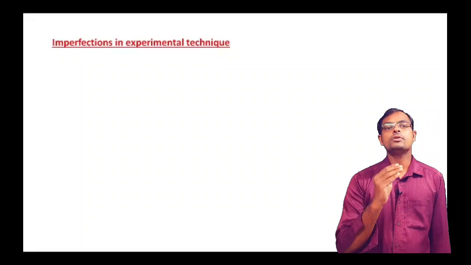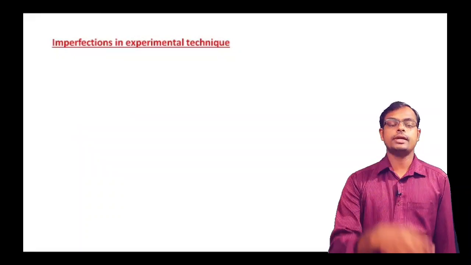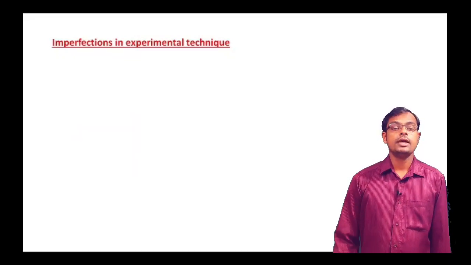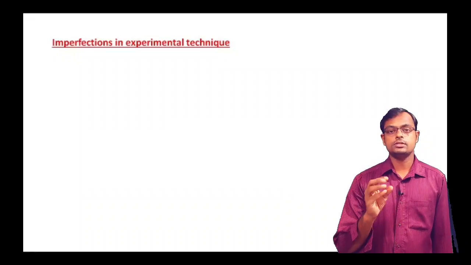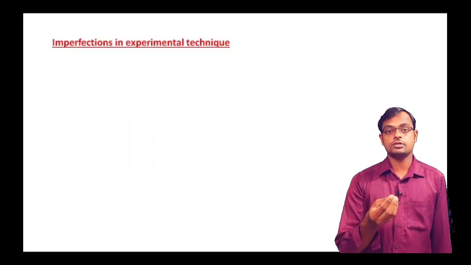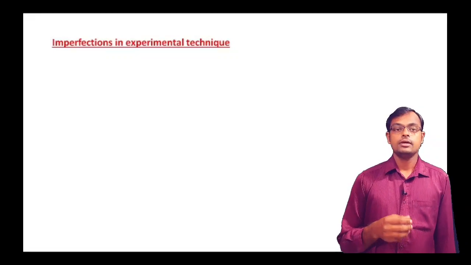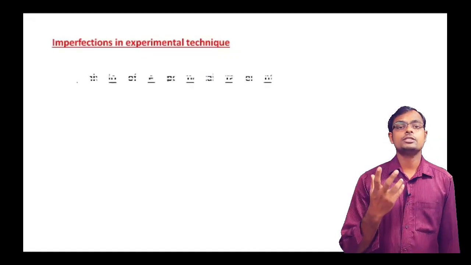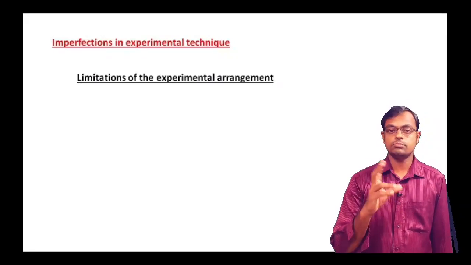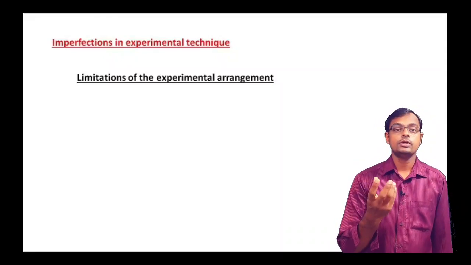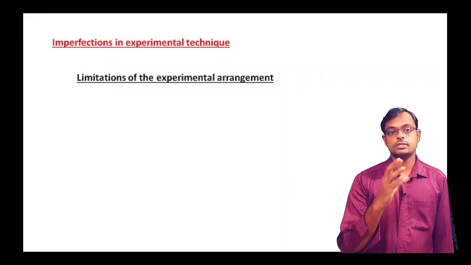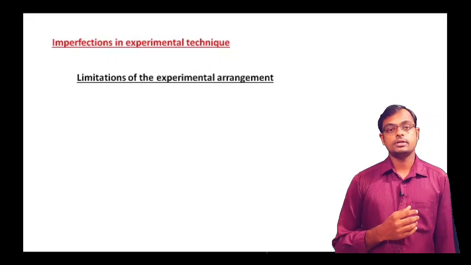That is the imperfections in an experimental technique. Imperfection in the experimental technique. That is definitely an imperfection in experimental technique, due to limitations of the experimental arrangement. Some problem will be there in the experimental arrangement. So that is the case, imperfections in the experimental technique.